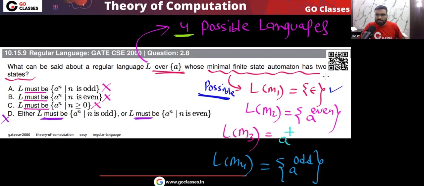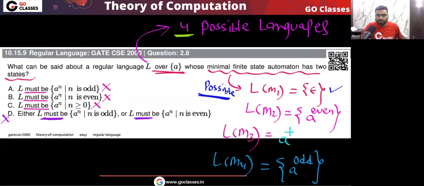So the final answer is that these are the four possible languages. In this language, only the empty string is accepted, or A power even, or A plus, or A power odd. So there are four possible languages, and in this question no option is correct. Is this point clear? None of the options is correct.